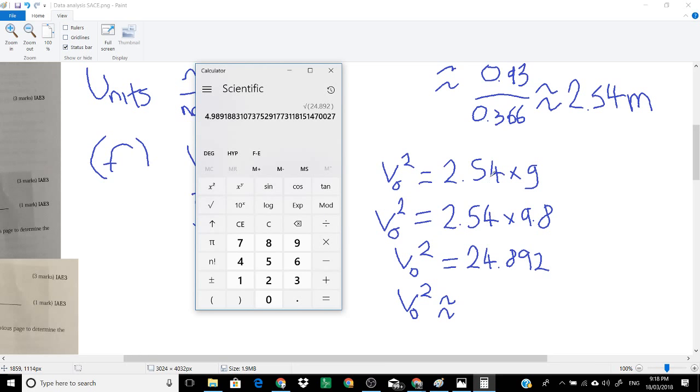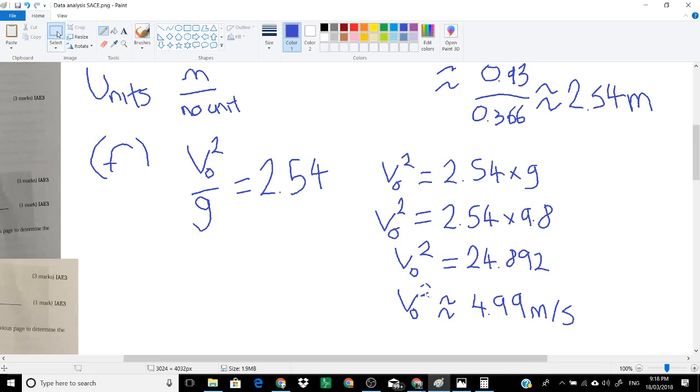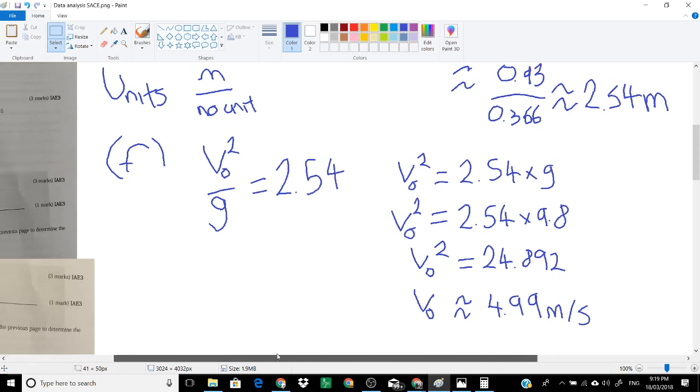If I use 2.55, it might have actually been this straight up 5 meters per second, but I got different answers. Oops, forget the square. Why did I write the square in there? The square's got to go. That's the whole reason I took the square root, so the square's now gone. That's better. Okay, so that's your answer for F.